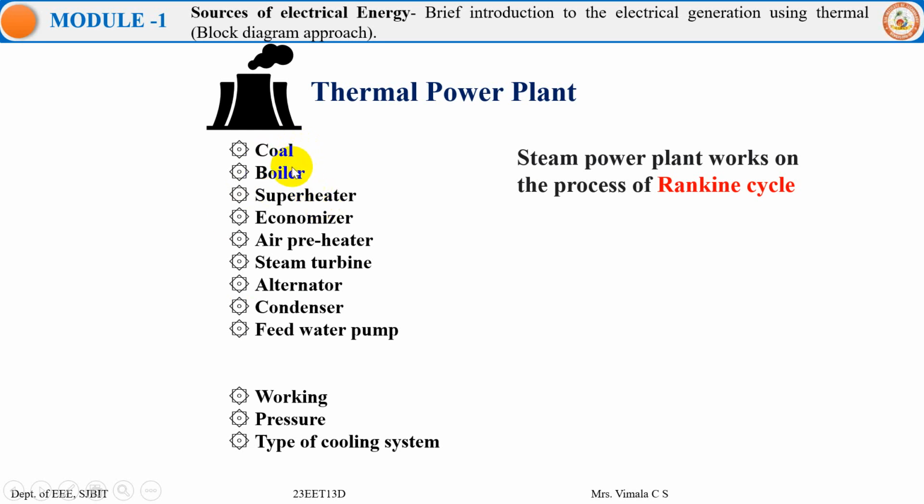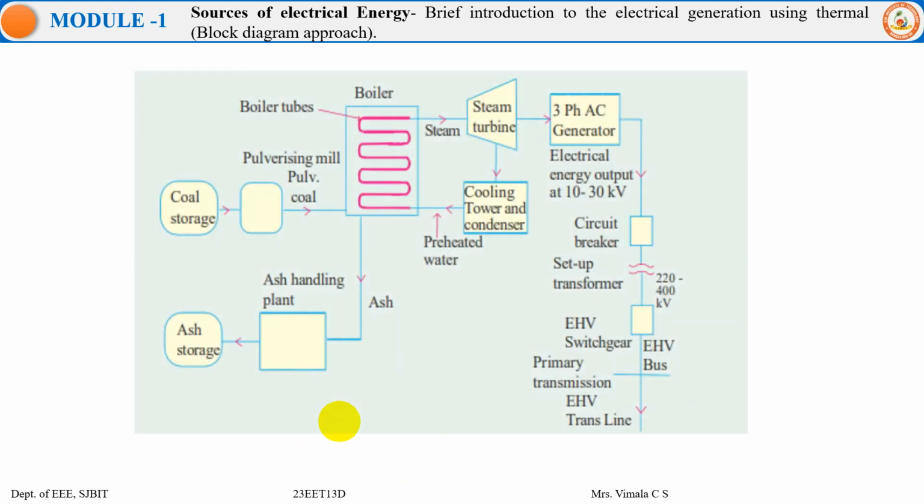parameters or inputs. We need to have coal to burn and get the water to boil, and then the steam out of the boiling water is used to rotate the turbine. So we have a boiler where the water is placed, superheaters, economizer, air preheater, steam turbine, alternator, condenser, and feed water pump. It should always be maintained at a particular pressure, and we also use a type of cooling system in the thermal power plant. Let us explain one by one.